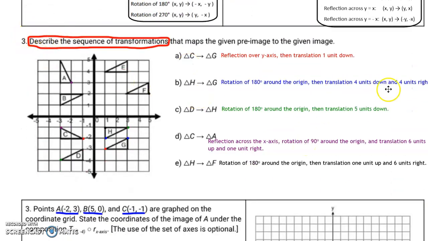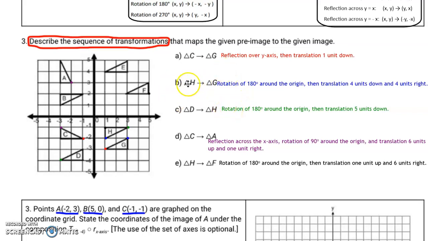For number 3, describing the transformations, these descriptions could change. I mean, you don't have to do the same exact sequence of transformations. In fact, sometimes there's multiple different ways to transform a shape into another shape. Luckily for you, any correct answer is going to be accepted.